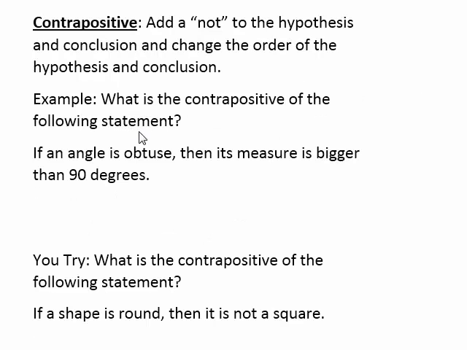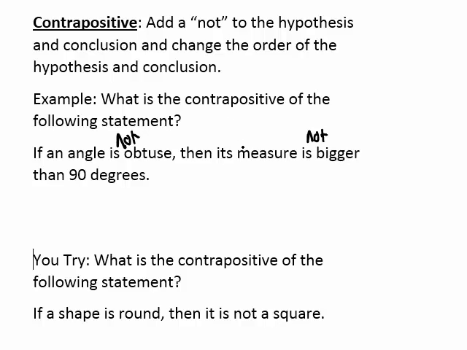And now we're on to contrapositives. A contrapositive adds a not to the hypothesis and conclusion and changes the order of the hypothesis and conclusion. So really the contrapositive is a mixture of the inverse and the converse. So for example, what is the contrapositive of the following statement? If an angle is obtuse, then its measure is bigger than 90 degrees. Well, the first thing we're going to do is negate it. So if an angle is not obtuse, then its measure is not bigger than 90 degrees.